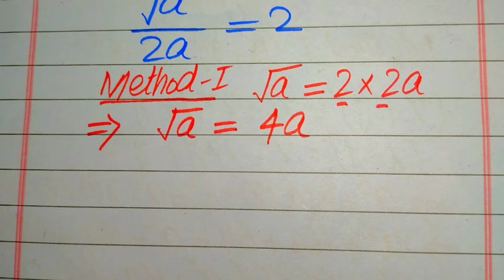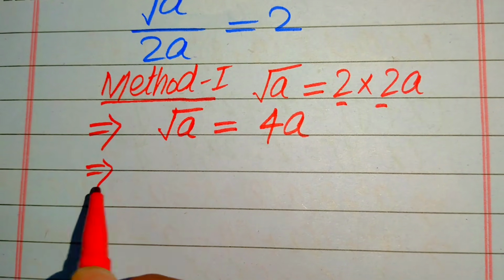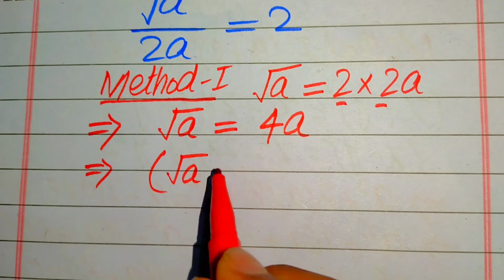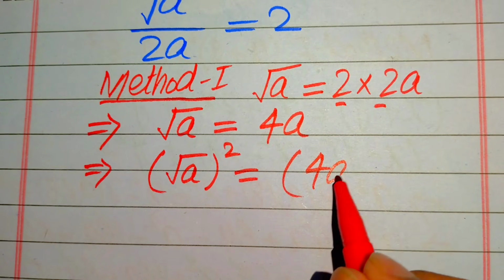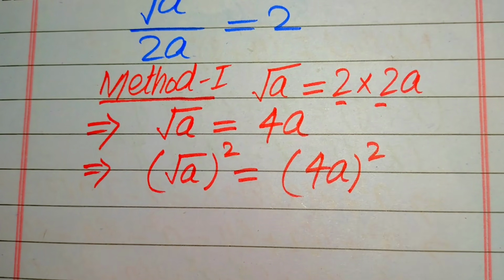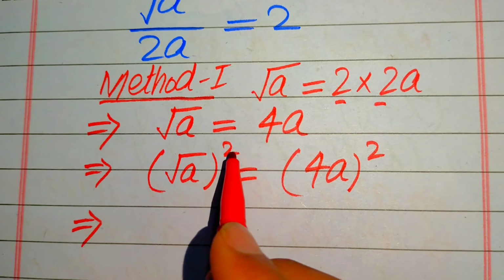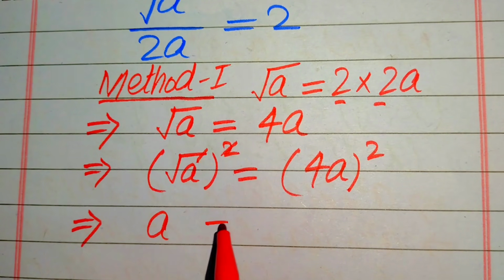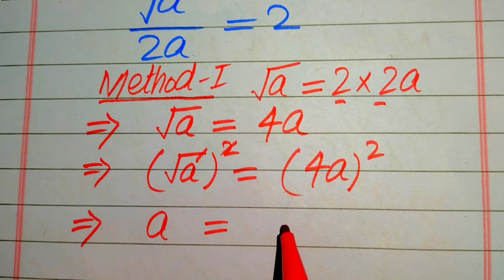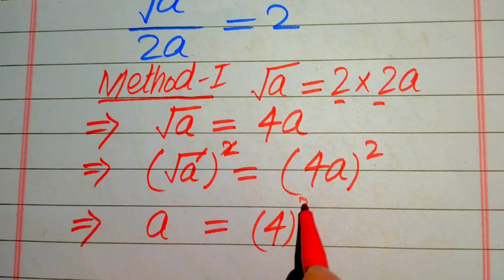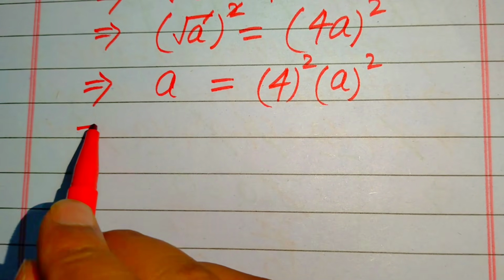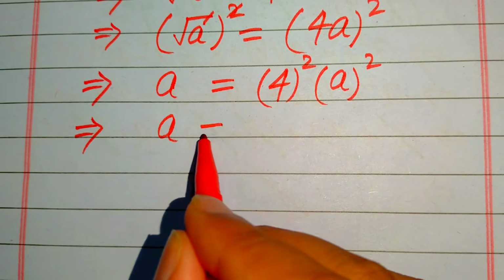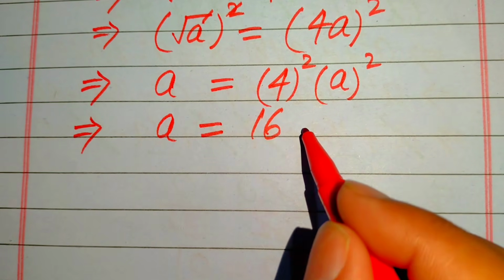So here we need to remove the radical sign from the left hand side, and for this we apply squaring on both of the sides, and when we apply squaring it becomes the square root of a whole squared equals 4 times a whole squared. And now in the next step the square and square root are gone, and we get a is equal to, here we apply the square separately on both of these values, and we get 4 squared multiplied by a squared. And in the next step we have a is equal to 4 squared becomes 16, and a squared stays a squared.